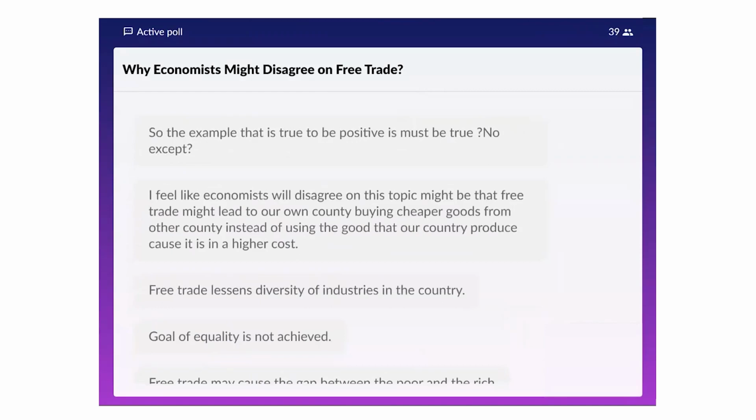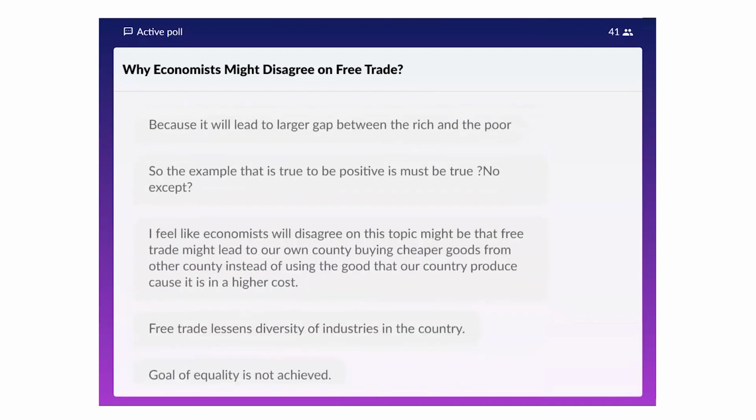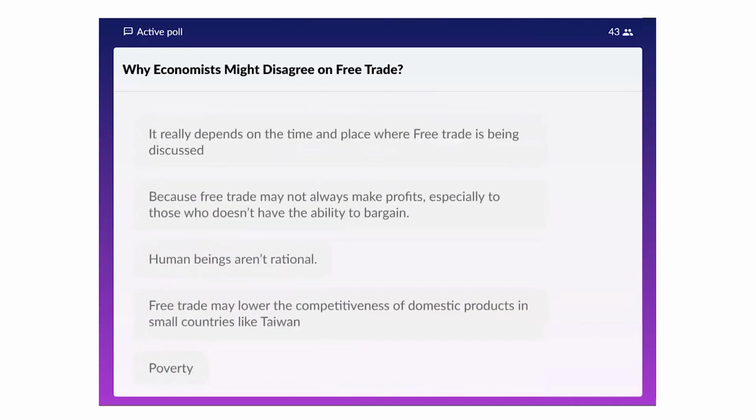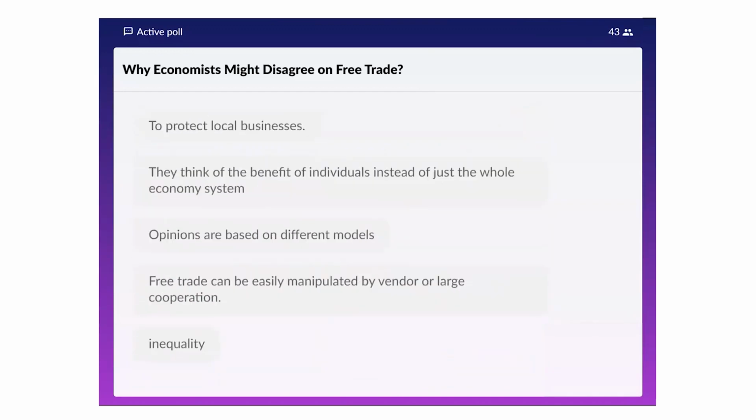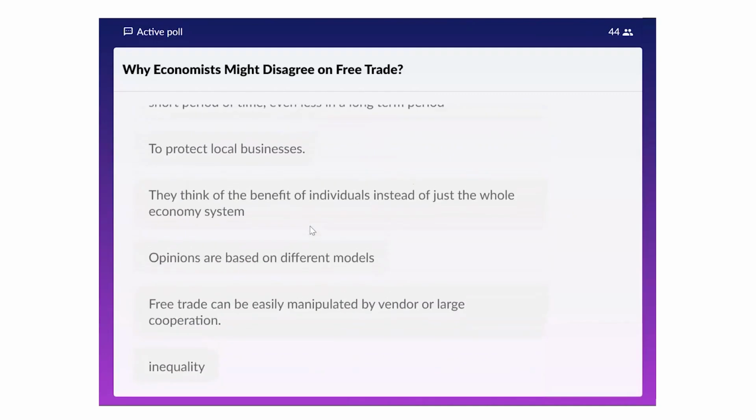So the example that is true to be positive must be true. Some monopoly situations may ruin the free market, so people may disagree. Okay, so I think there's a lot of responses here. Let me scroll down to the very beginning. Inequality could be a reason why economists disagree on free trade. Free trade can be easily manipulated by vendors or large corporations.